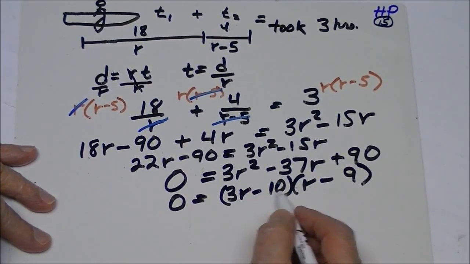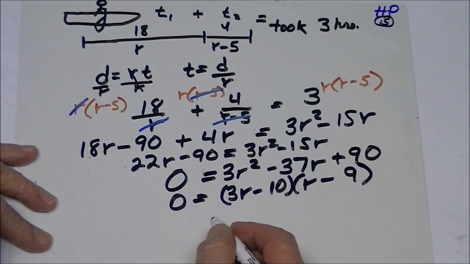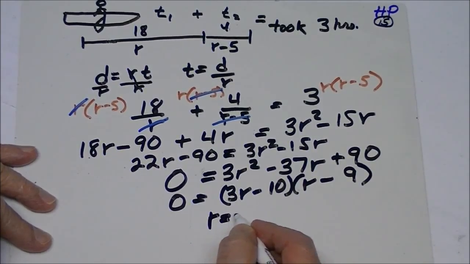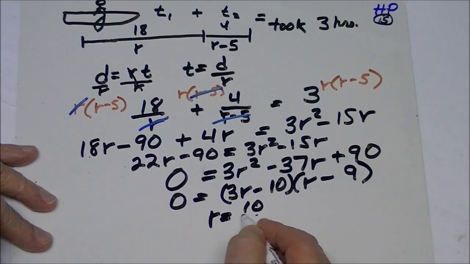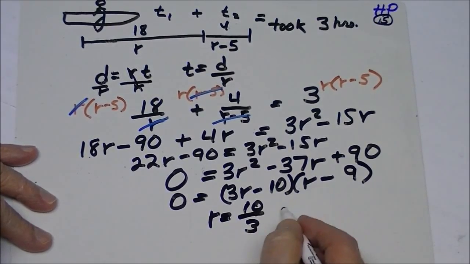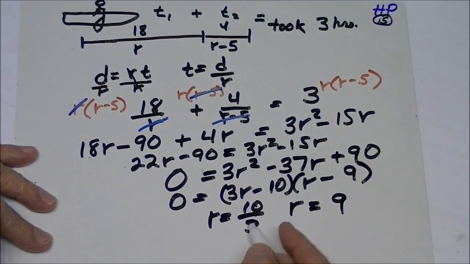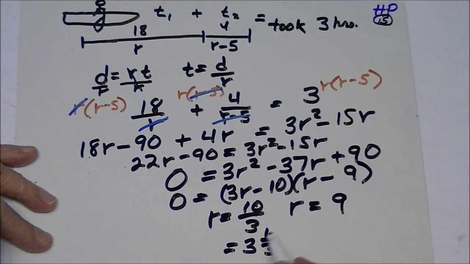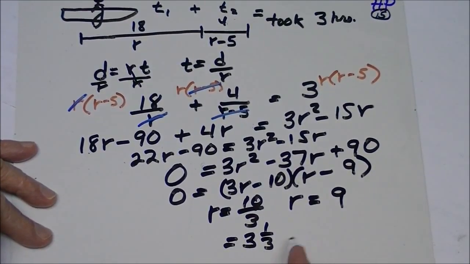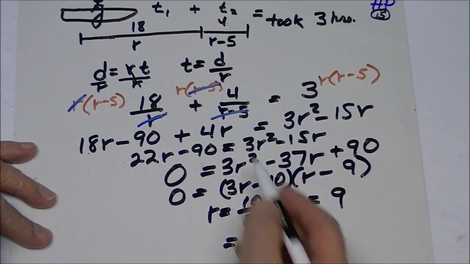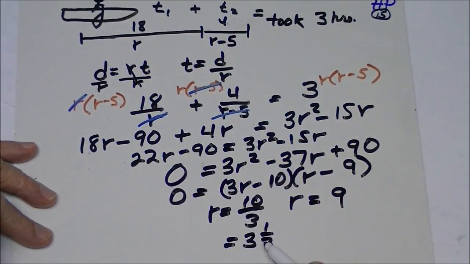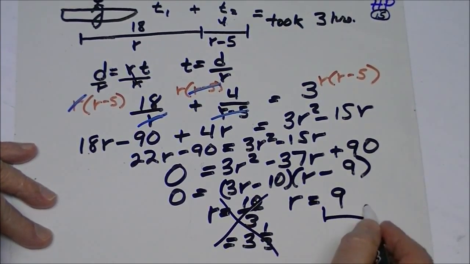Now, when we equate each of our factors to 0, this comes out as r equals a positive 10 thirds, and this comes out to r equals 9. Now, this can be reduced to 3 1/3 in a sense, and this is 9. Now, is this a valid answer here? If you put it in there, you end up with a negative rate. So this is an extraneous root, and this is the answer.